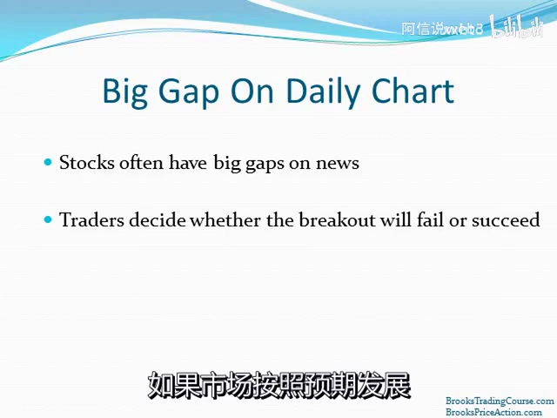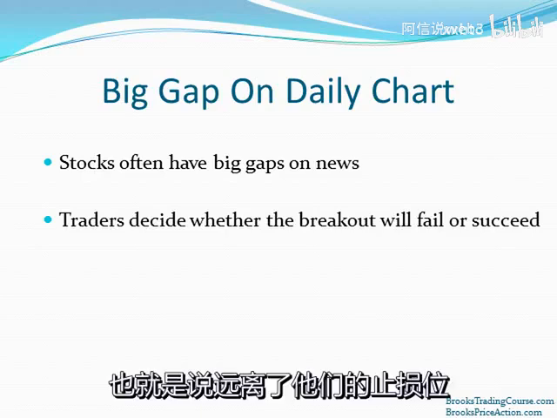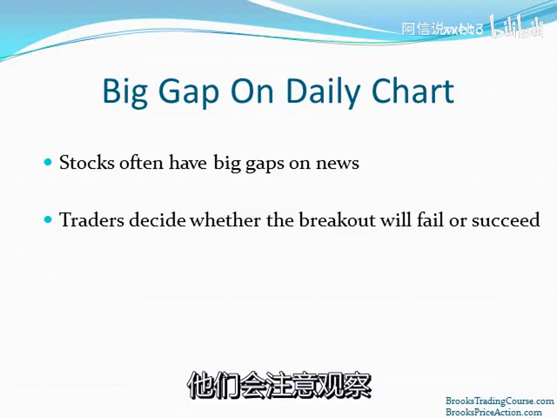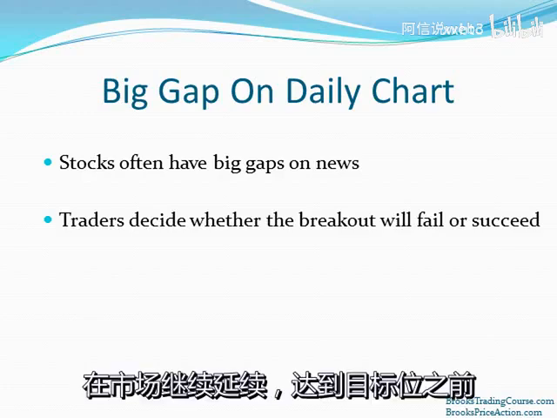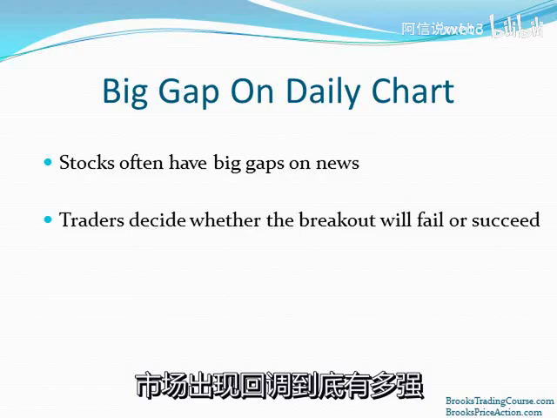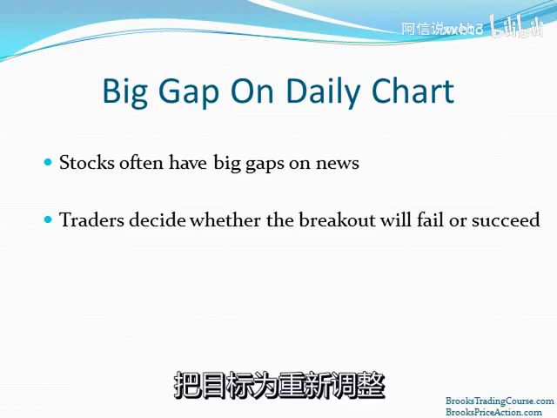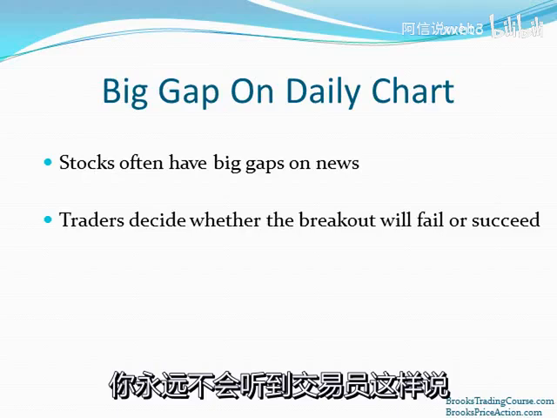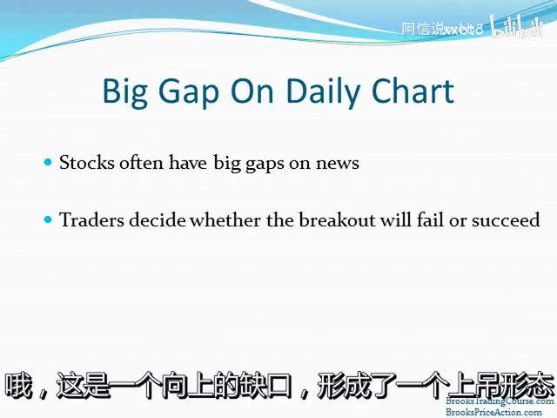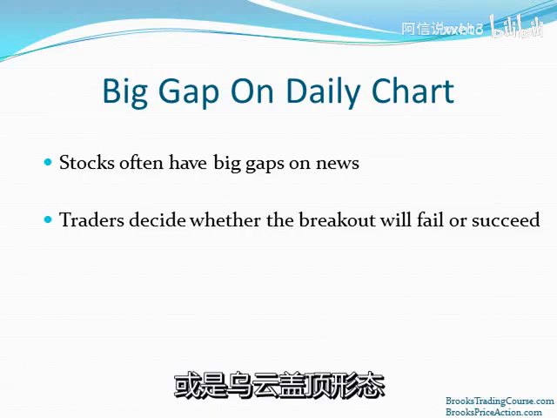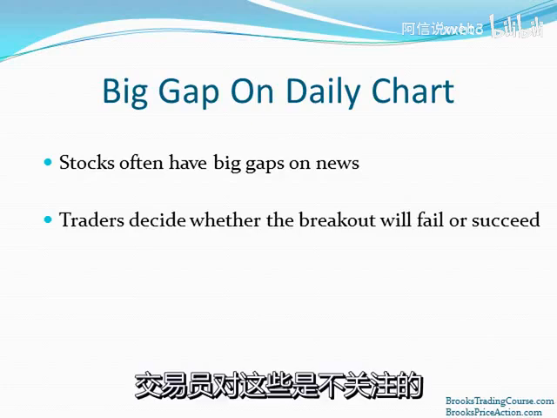If the market starts to go their way without getting anywhere near their stop, they'll take a look at how far the market went against them before it started to resume in their direction. At that point, they'll base a target on the actual amount of money that they had to risk on the trade. One thing you'll never hear traders say is, "Oh, it gapped up and now it has a hanging man pattern or a dark cloud cover." Traders are not interested in that stuff.